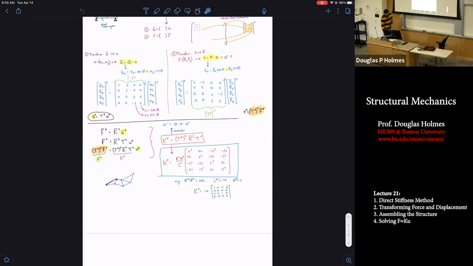All right, let's come back at like 9:58 and we'll go to the next step. Now that we've found Ke, we can start to assemble this thing into a big master stiffness matrix. Take an 8-minute break.